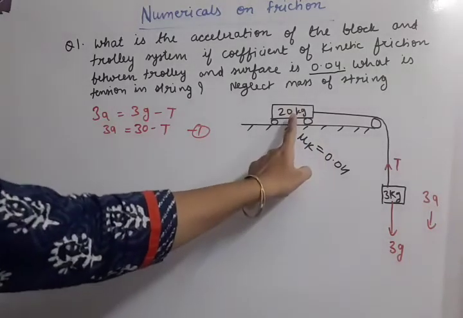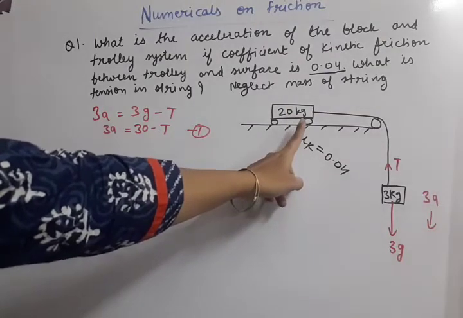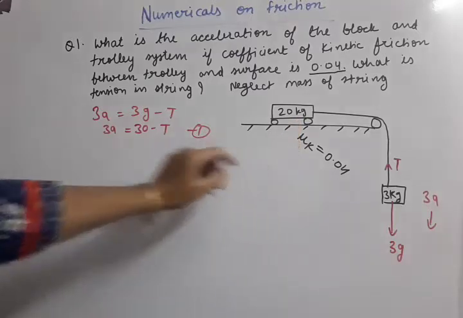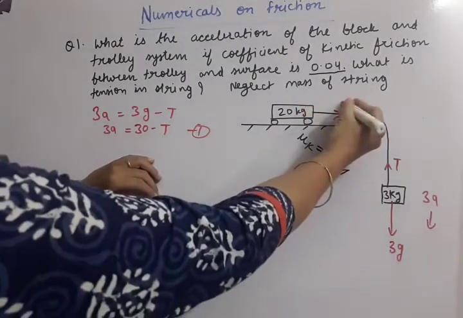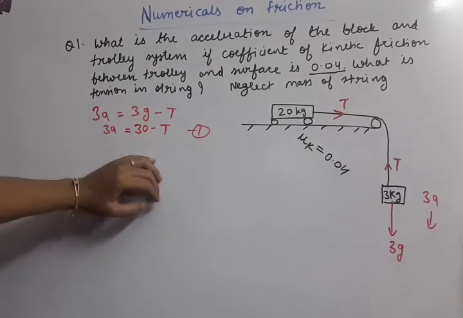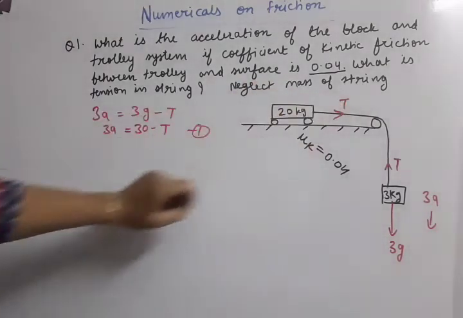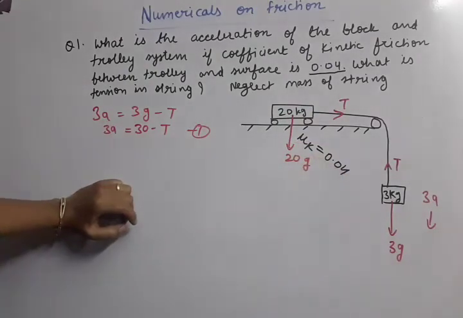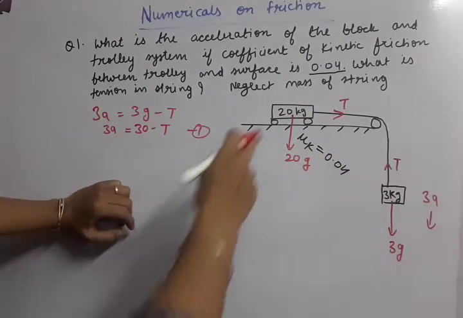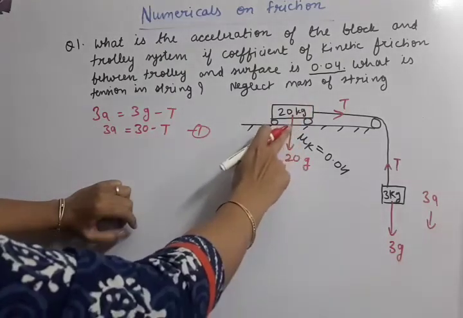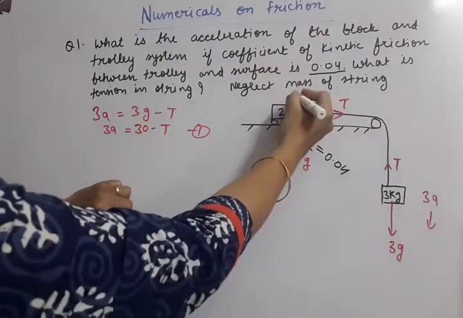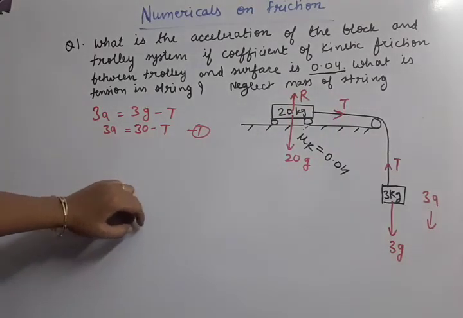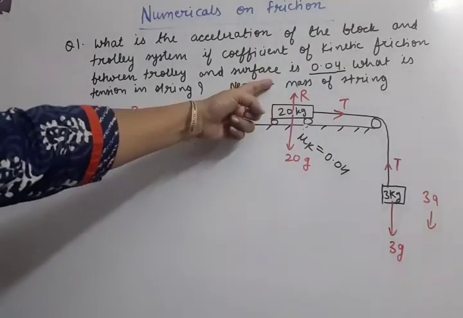Now what about this 20 kg mass? How many forces can work on this? So let us start showing all those forces. First of all, there is the string, and the support is this pulley, so tension is towards that support. Then weight mg is always downwards, so 20g is the weight vertically downwards. Then because this trolley is touching a surface, the reaction force always works normal to the body. So reaction force R is upward, opposite to the weight.